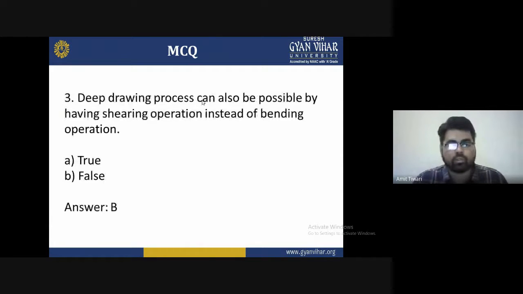Third question: deep drawing processes can also be possible by having the shearing operation instead of the bending operation. The options are A, true, and B, false. No, it is false.